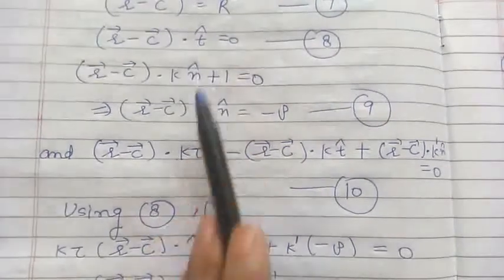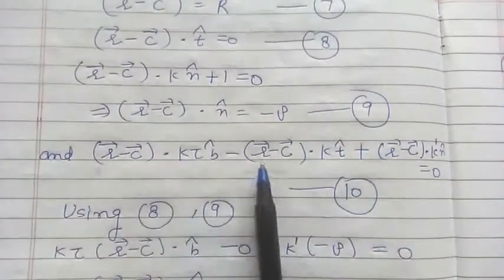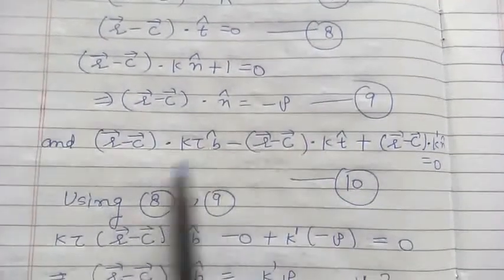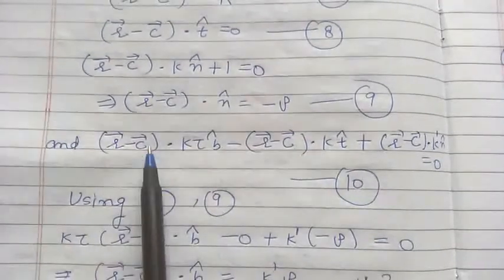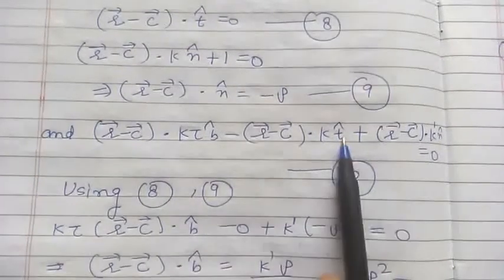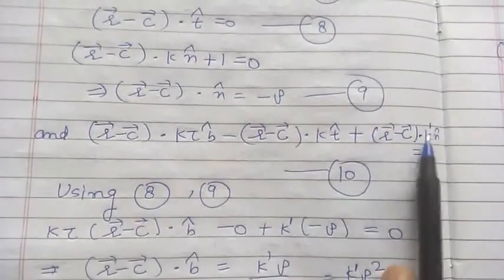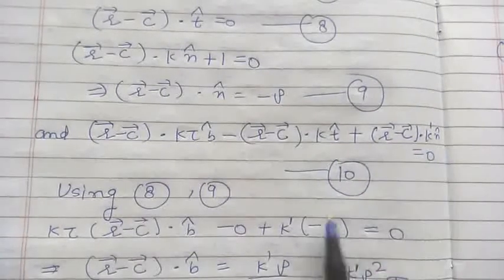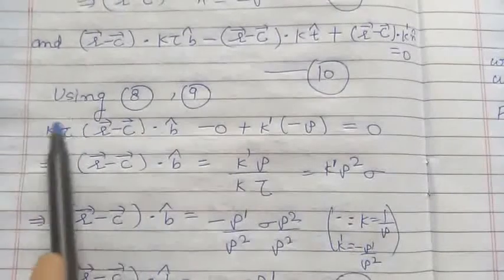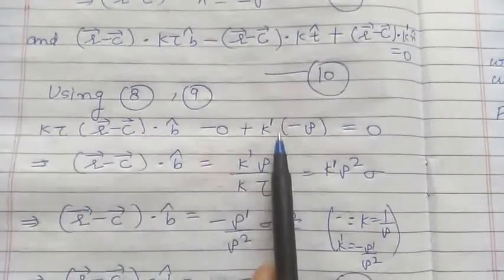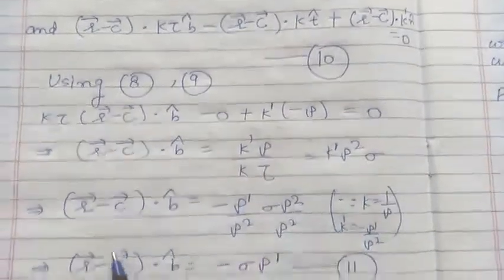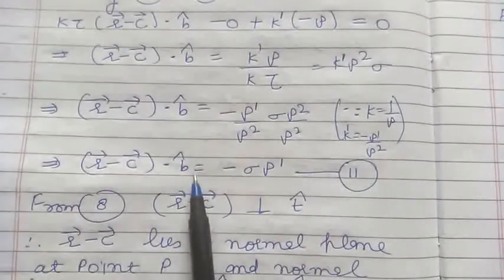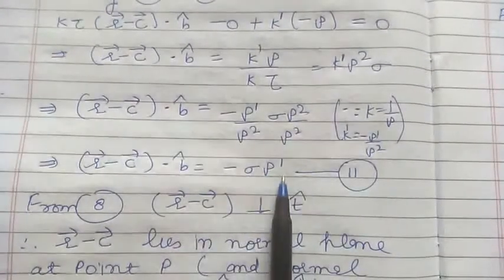Now using equations 8 and 9, here we get k tau is a scalar, so (vector r minus vector c) dot b cap, this will become 0, and here kappa dash is a scalar, (vector r minus vector c) dot n cap, that is minus rho. So we have substituted the values here. From here, dividing by k tau and taking this term on the right hand side, we get (r minus c) dot b cap is equal to minus sigma into rho dash.